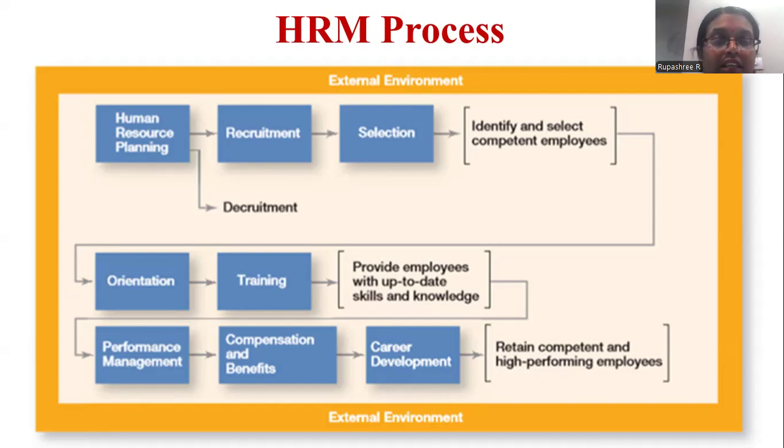So that is called career development, where by doing proper career planning, you try to retain competent and high-performing employees in the organization. By following this entire process of human resource management, the major aim of a human resource manager is to make sure that they achieve the goals and objectives of the organization. So by this, I hope you have all got a gist of what the human resource management process is and what are the steps and procedures that are generally followed by an organization.